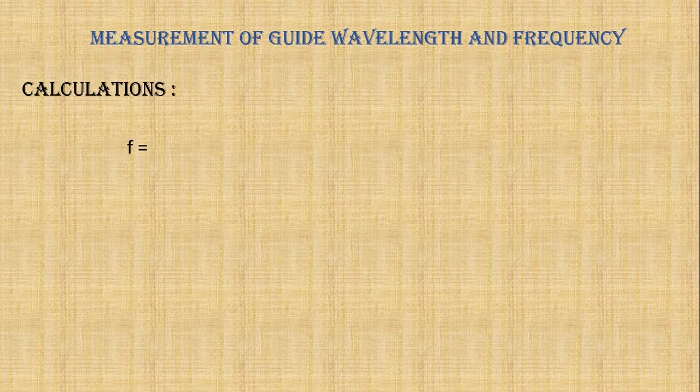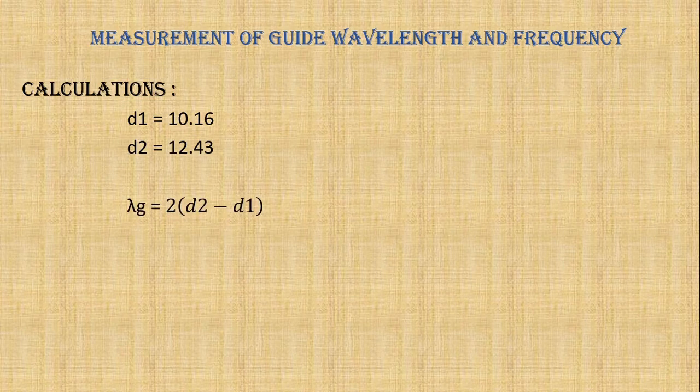Coming to the calculations, in the direct method we have a frequency of 9.275 gigahertz. Coming to the indirect method, we have D1 equal to 10.16 centimeters, D2 equal to 12.43 centimeters, where lambda g equal to 2 into D2 minus D1. By substituting these D1 and D2 values, we get 4.54 centimeters.